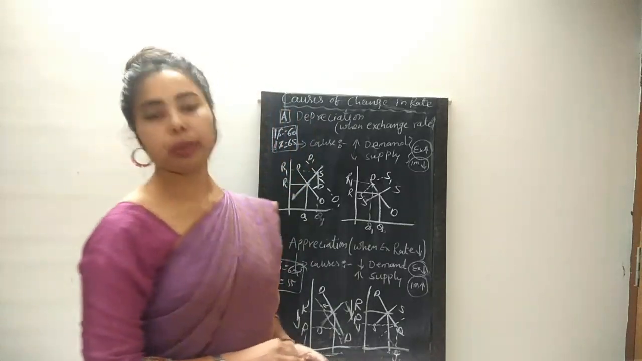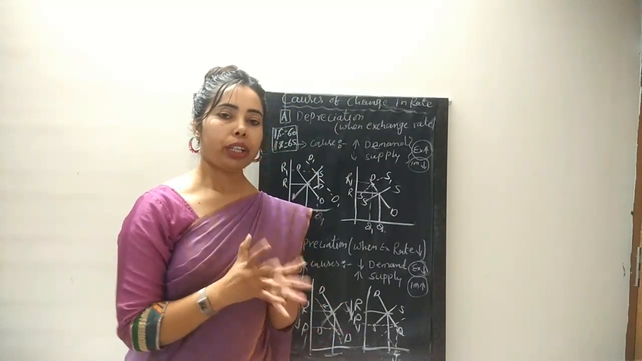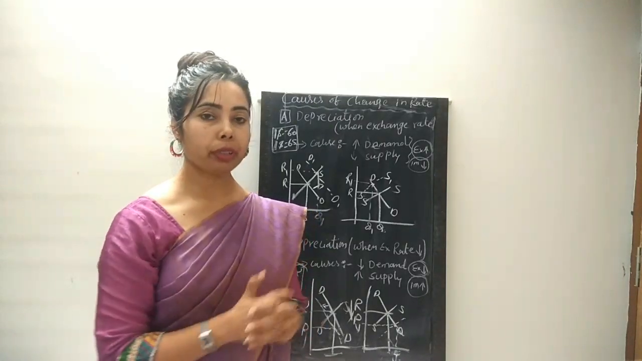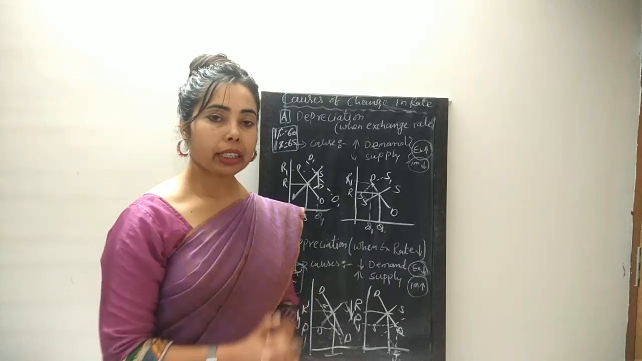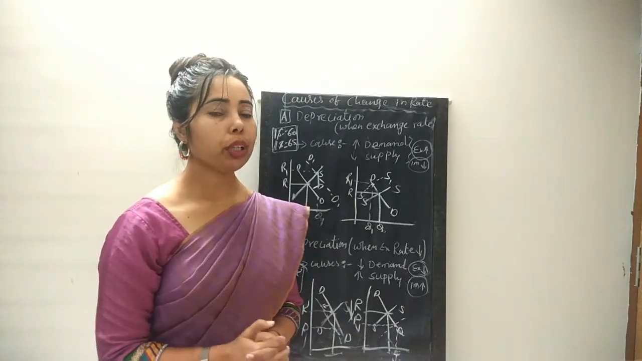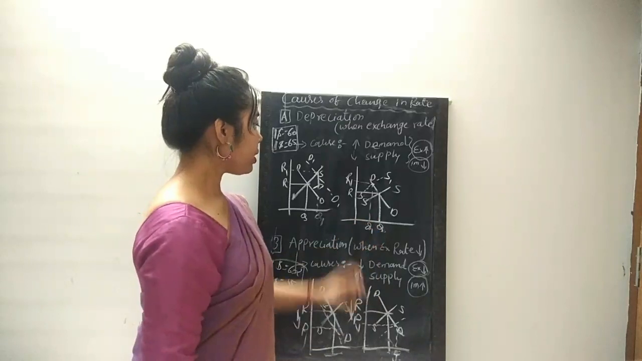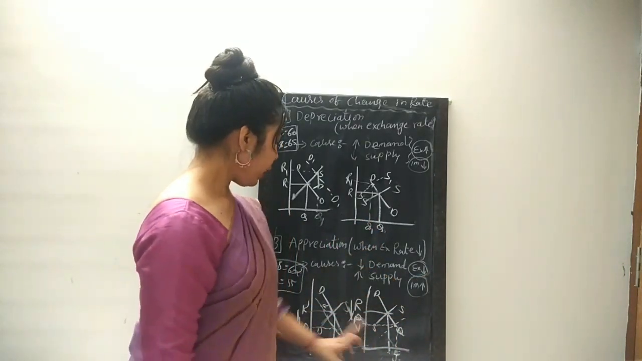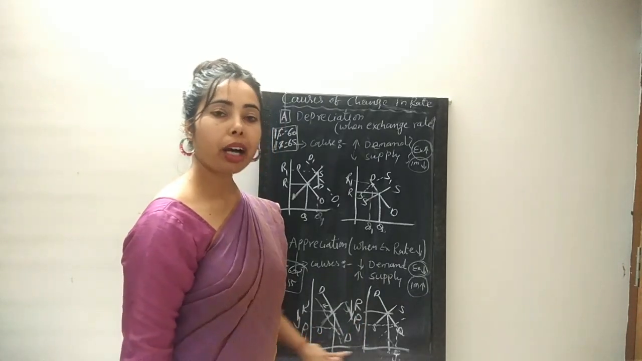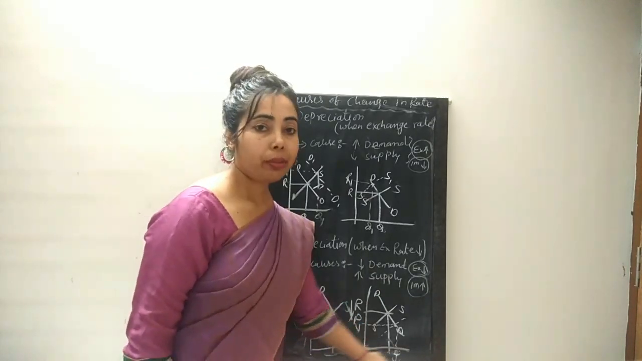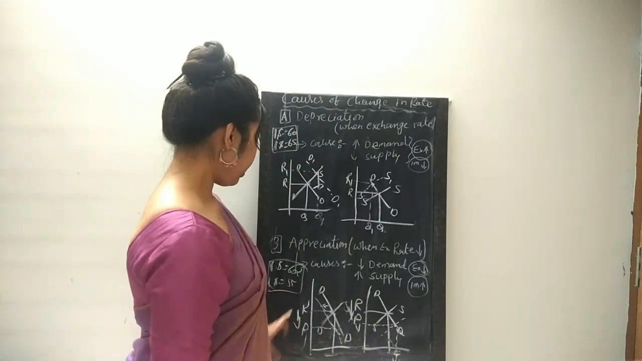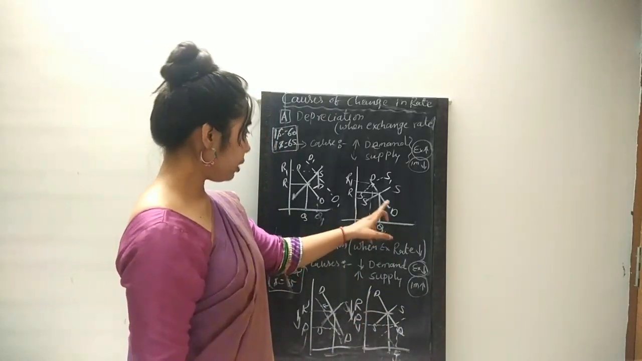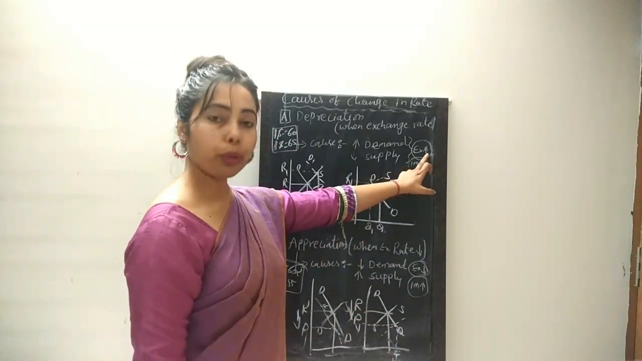In both scenarios, what is happening? Appreciation means we would like to buy more from foreign countries and sell less. So here, import is increasing and export is decreasing. Quantity means demand is increasing for foreign currency, but the rate is falling. When demand increases, import happens, and when supply increases, export happens.